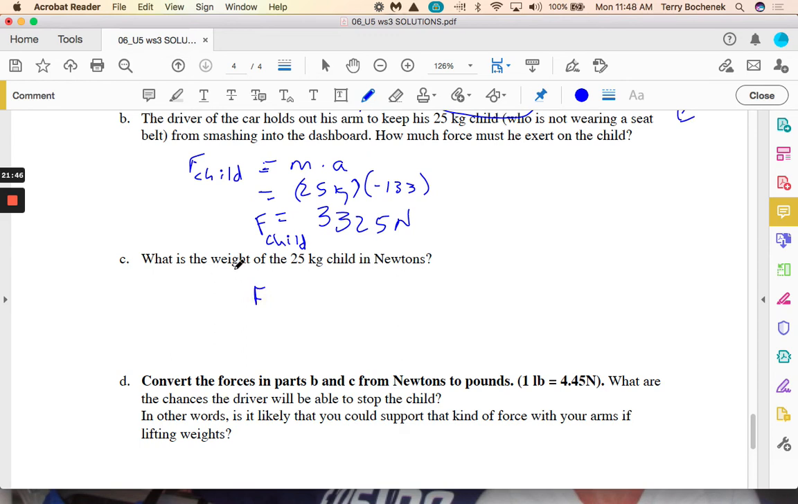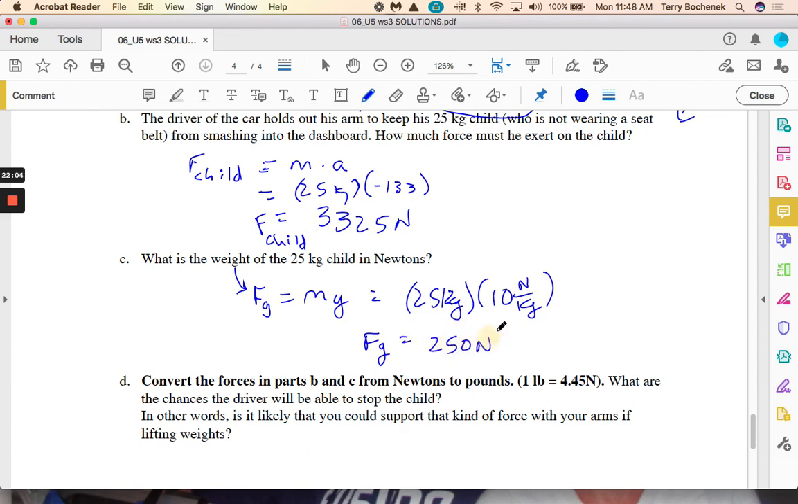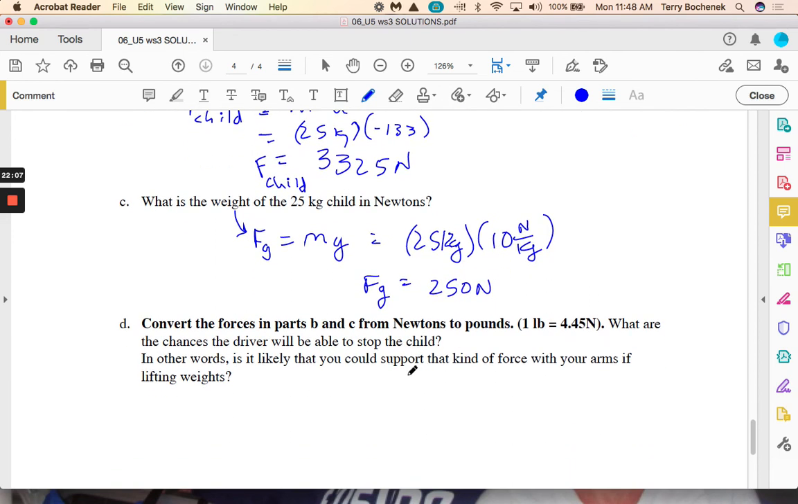The weight, remember, weight is another name for the force of gravity, and if we do the m times g thing, it becomes 25 kilograms times the 10 newtons of force on every 1 kilogram of mass of the kid. So the force of gravity, the weight of the kid, is 250 newtons. And now we get down to, okay, so what does this answer from up there really mean? If we were to think about taking 3,325 newtons and convert to pounds, could I lift whatever that is equal to? Could I bench press it? Whatever. That's the idea here.